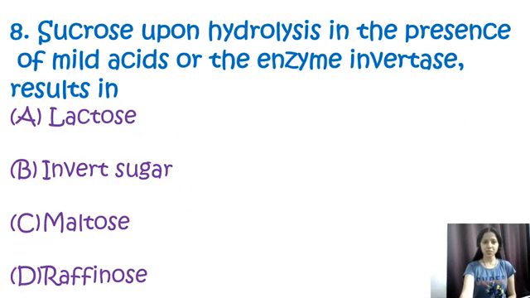Question number 8. Sucrose upon hydrolysis in the presence of mild acids or enzyme invertase results in. Options are lactose, invert sugar, maltose, or raffinose. So over here my correct option will be B, that is invert sugar.